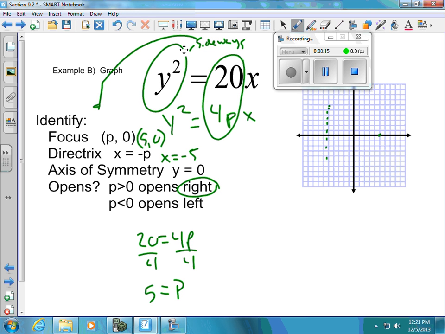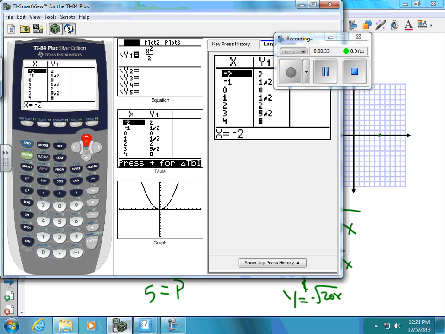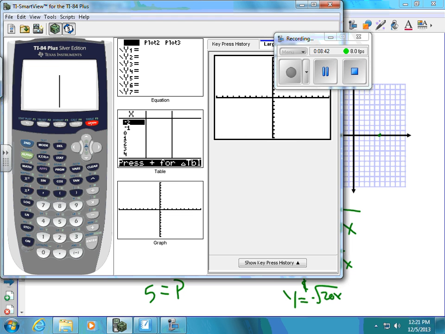Once again, we have to get y by itself. We take the square root of both sides of the equation, and we get two things: y equals positive square root of 20x, and y equals negative square root of 20x. And why do we need both? Well, I'll show you why. When we go to graph this, if we type in just the square root of 20x, we're going to end up with just half our graph.